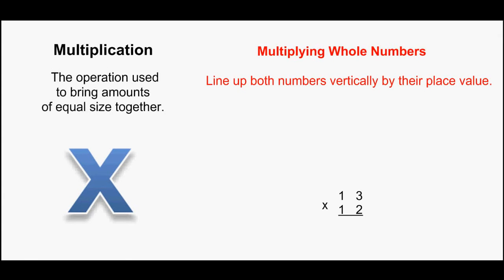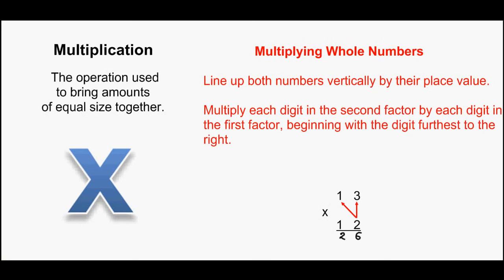Let's begin multiplying whole numbers together. First, line up both numbers vertically by their place value. Although this is not absolutely necessary, it will help us to keep our work more organized and more accurate. Next, we will multiply each digit in the second factor by each digit in the first factor. We'll begin with the digit furthest to the right.